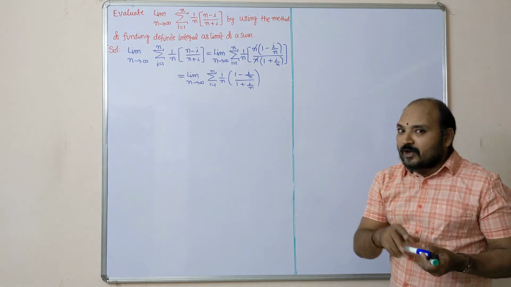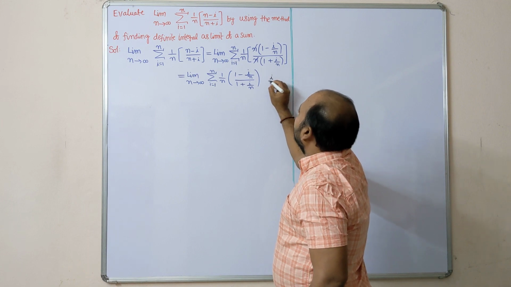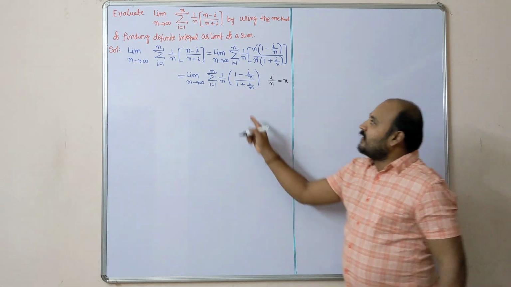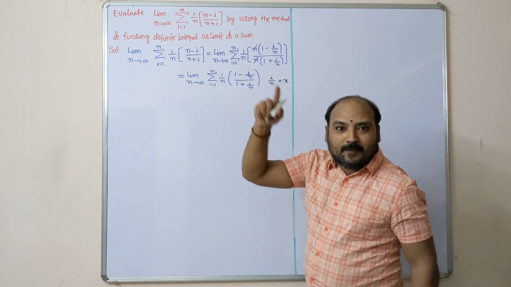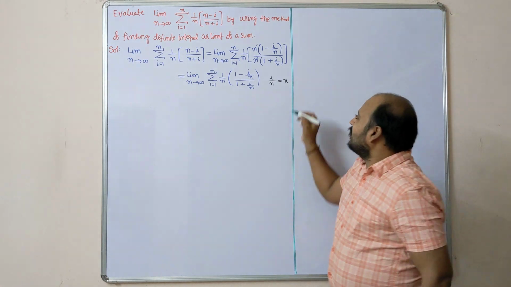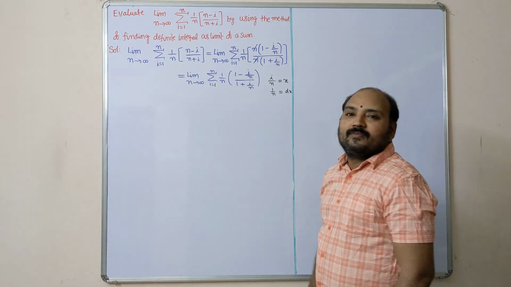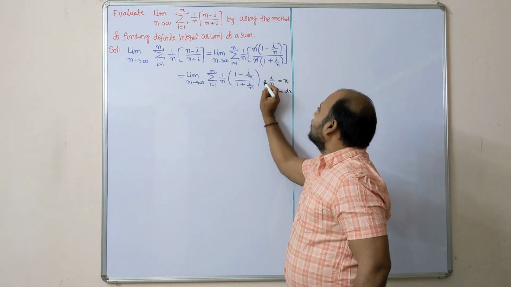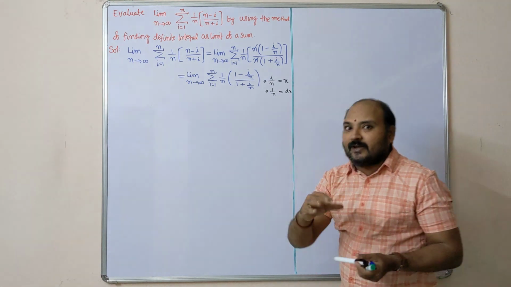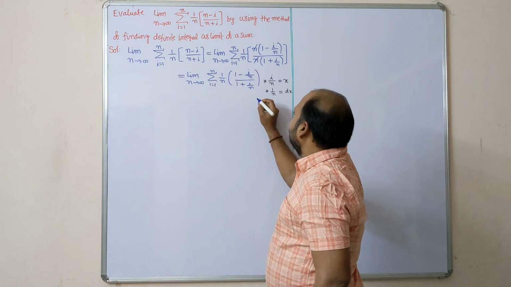After getting i by n, what we have to do? Take i by n equal to x. And wherever 1 by n is there, you have to replace it with dx. These are the simple tricks, dear students. And we need to calculate the definite integral limits, so the lower limit and upper limit.